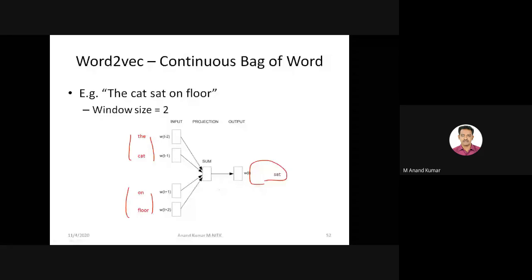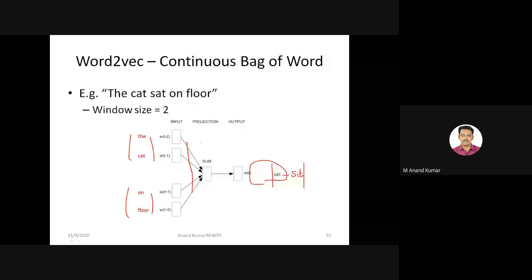The system will give the first option: is it "sit"? I'm having the word "sat", so I'm saying no. As I said, I should not just say no, I should give it in terms of numbers. You have to quantify that no. How much error? The error is sat minus sit. With the help of the error value, I am tuning the weight values.